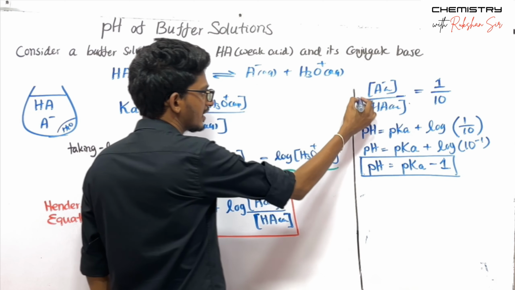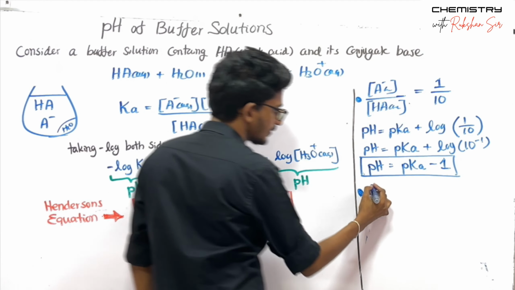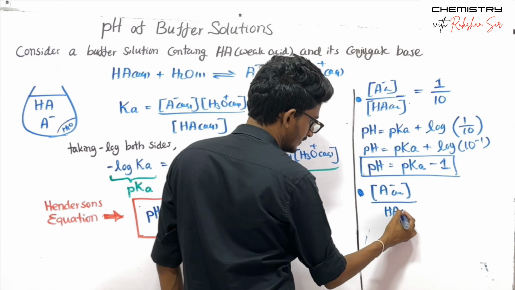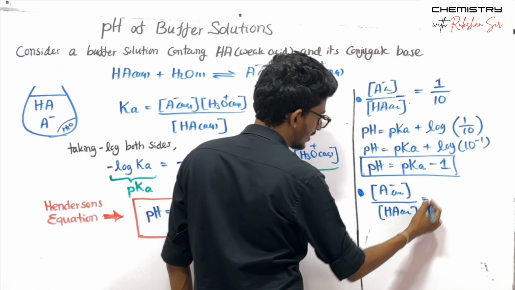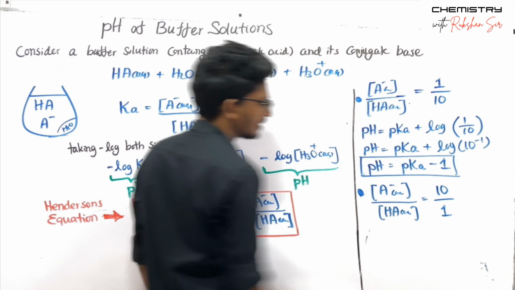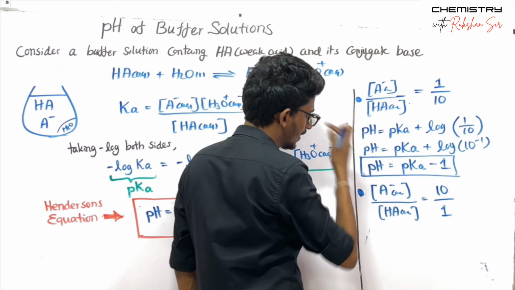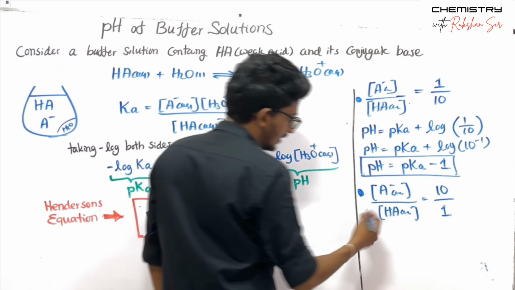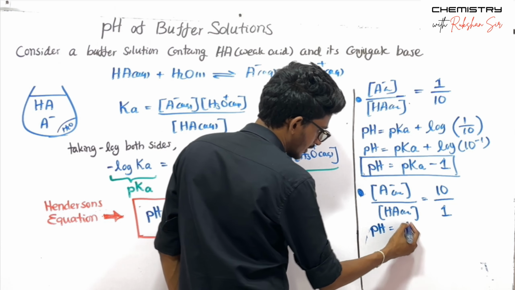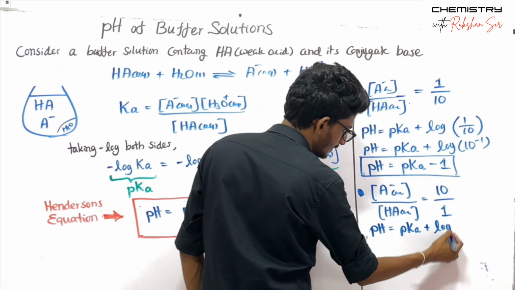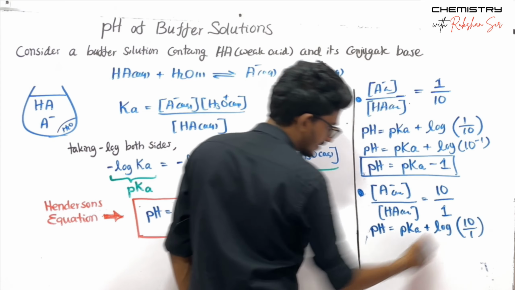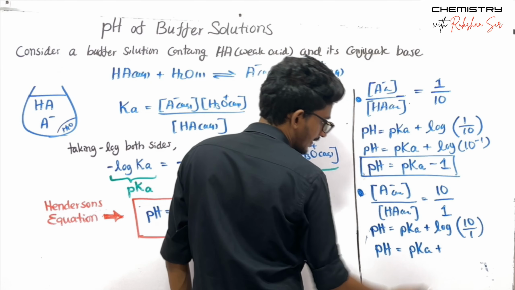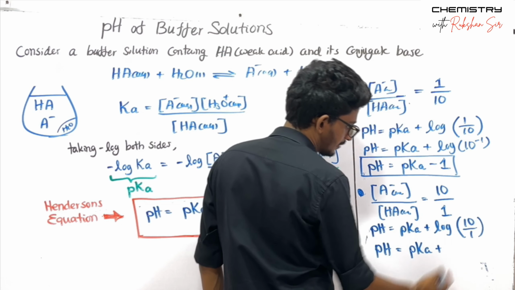And if the ratio is the other way around, if you have more A minuses than HA, the maximum possible ratio is 10 to 1. You can't have more than 10 of A minuses to the HA. Then you can't show the buffer action effectively. So if you apply that to the Henderson's equation, the ratio is 10 to 1, that means just 10. So pH is pKa plus log 10, that is 1. Log 10 is 1.